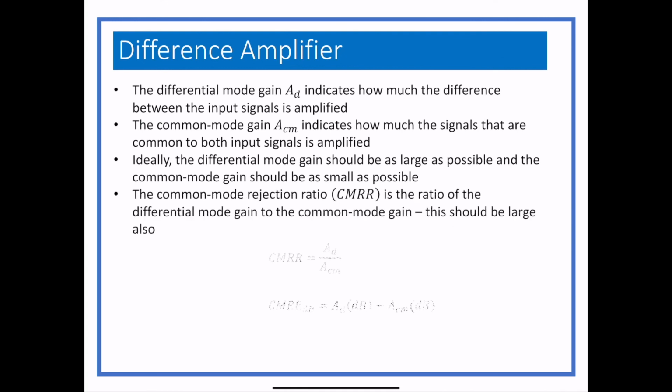The common mode rejection ratio is the ratio of the differential mode gain to the common mode gain. This should be even larger than the differential mode gain. You can either take the magnitude of the differential mode gain and divide by the magnitude of the common mode gain, or if you convert the differential gain and the common mode gain to dB, which often is done, you can just subtract the dB value of the common mode gain from the dB value of the differential mode gain, and that will give you the common mode rejection ratio in dB.